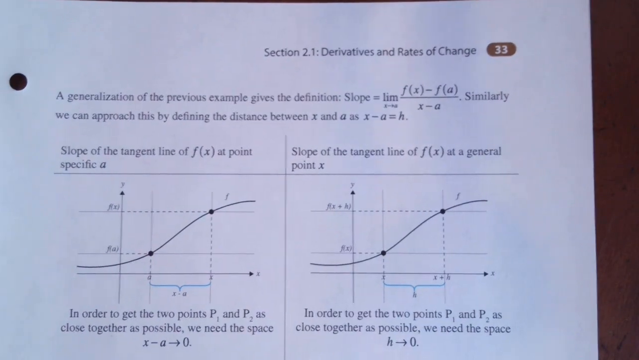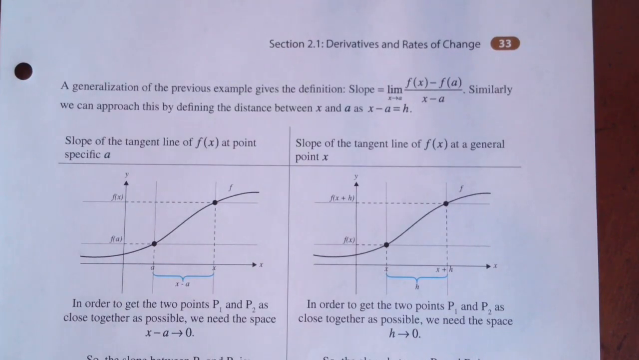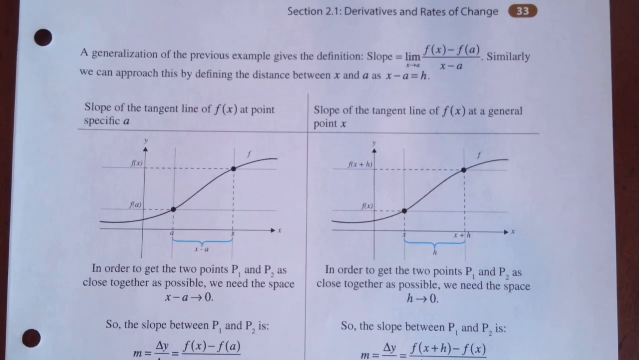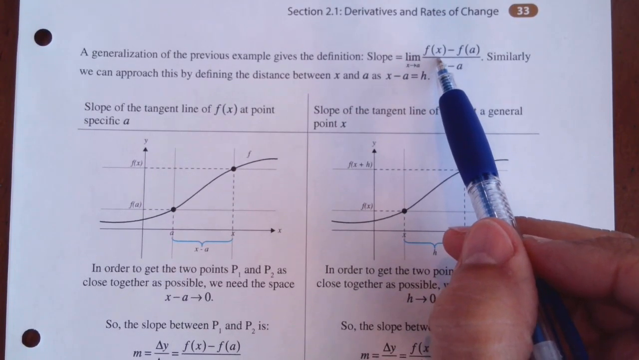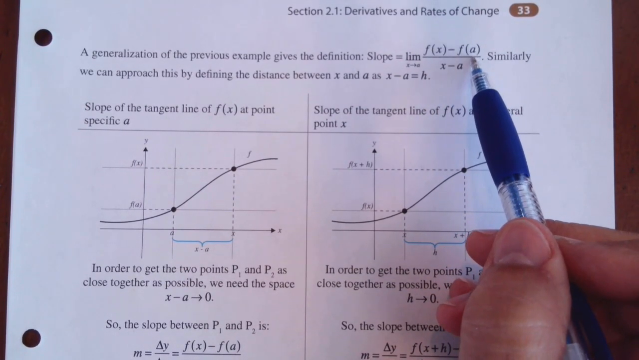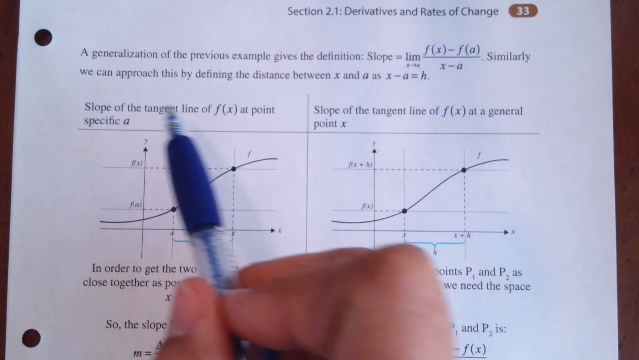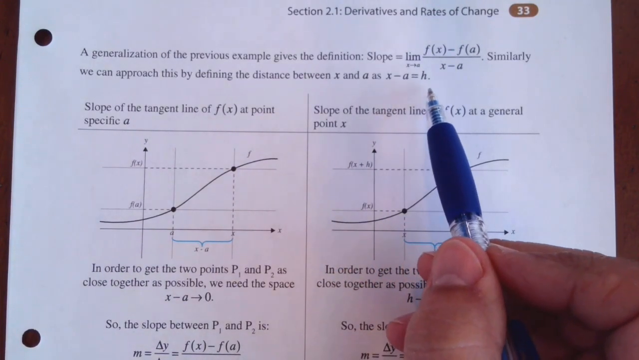All right, so now we're going to do this generalization here. And I know Dr. Taylor went through this with you, so let's just look at it real quick. A generalization of the previous example gives us this definition that the slope is the limit as x approaches a, and then again, this is just the slope formula. f of x, that would be your y2, minus f of a, that's your y1, and then this is x2 minus a. Okay, and we do that by defining the distance between x and a as the letter h.